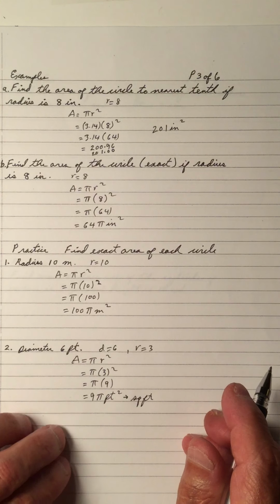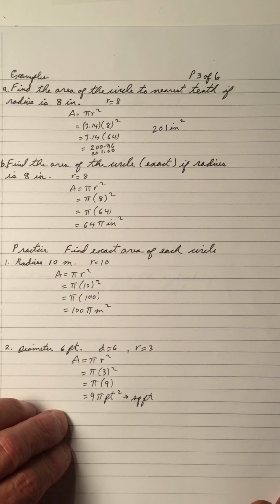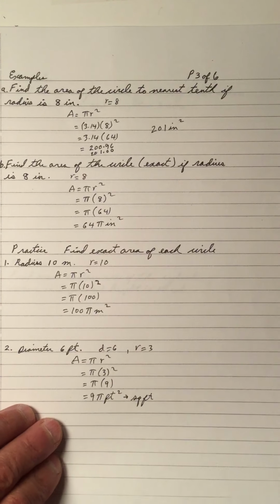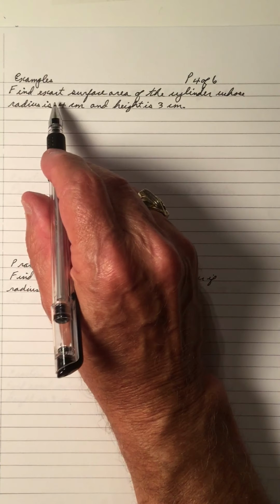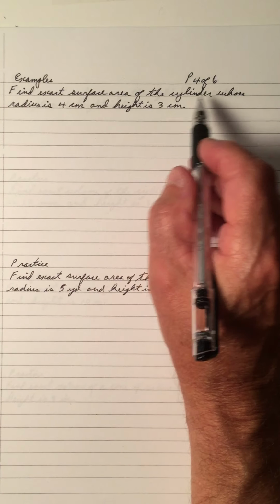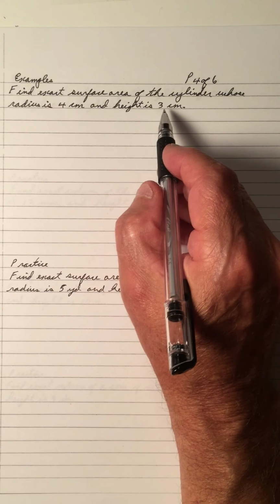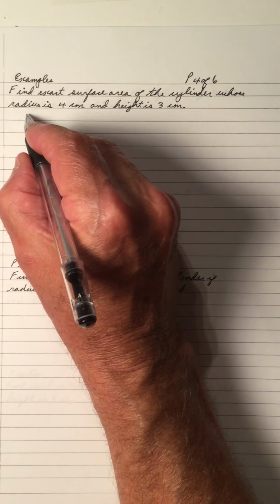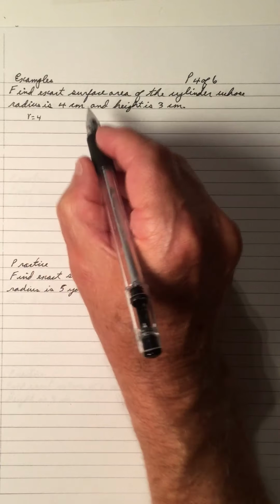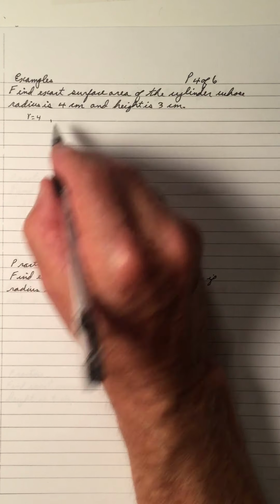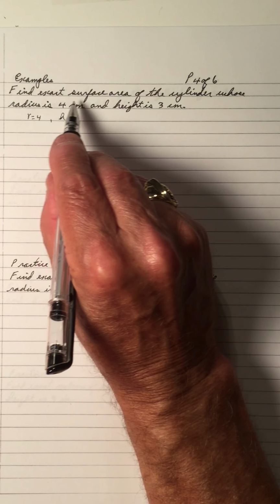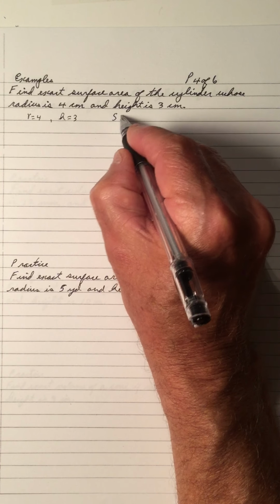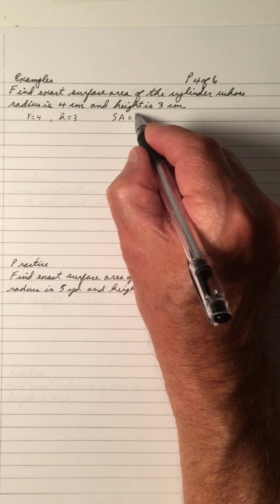So we worked out the circumference, found the exact area, worked out the area of a circle. So let's continue. Find the exact surface area of a cylinder whose radius is 4 and height is 3. Well, we have a radius of 4, that's given. We have a height of 3, and that's given. And it says find the surface area. So the surface area, SA, we have to find it.